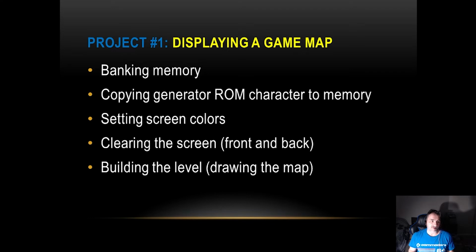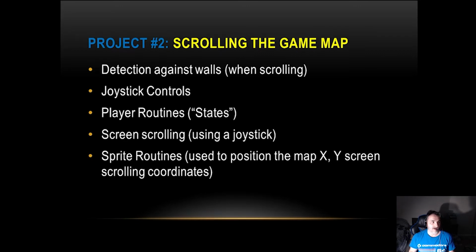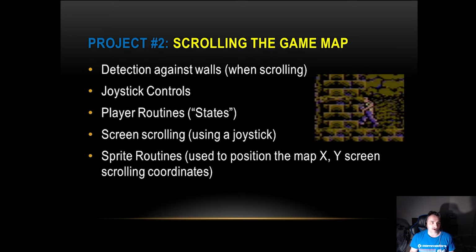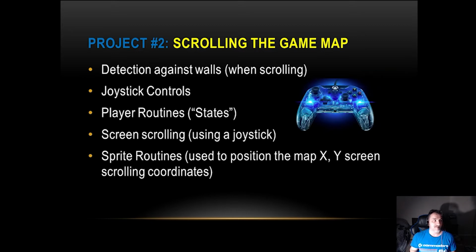So here you're going to now see the projects from 1 to 18. I'm just going to quickly read through these. Project 1 is, as I kind of reviewed, displaying a game map, and it's going to have banking memory, copy and generate a ROM character to memory, setting screen colors, clearing the screen front and back, building a level, drawing the map. Project 2 would be scrolling the game map. This is going to have detection against walls when scrolling, joystick controls, player routines, these are the states, screen scrolling, which is joystick controlled, sprite routines used to position the map, X, Y screen scrolling coordinates.